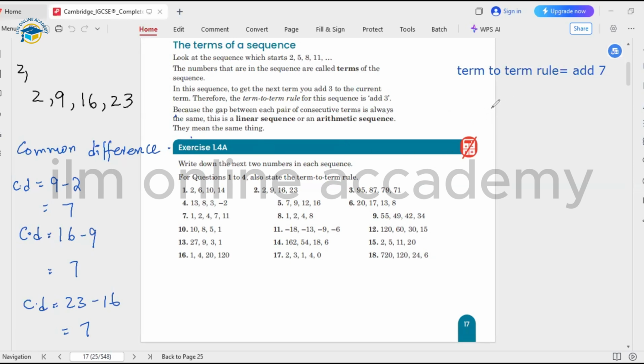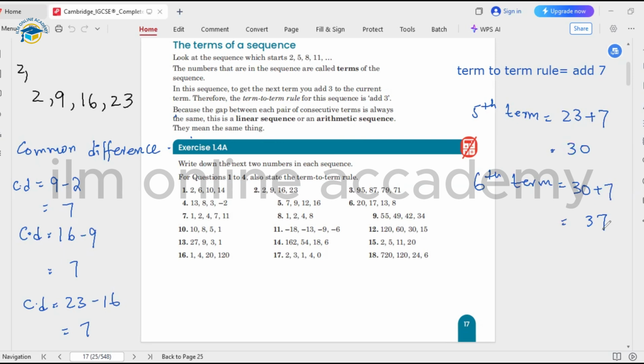This is your term to term rule, and as we need to find the next two terms of the sequence as well, first of all we will find the fifth term. For the fifth term, we pick up the last term, that is 23, and add 7. So 23 plus 7 will be 30. Next, we need to find the sixth term. To the last term, 30, we add 7, the common difference, and it comes to 37.